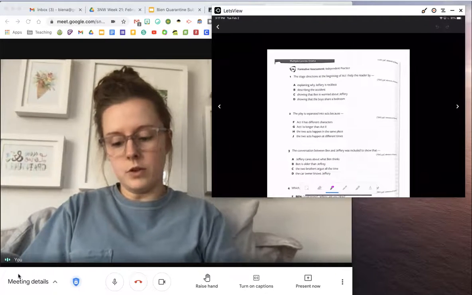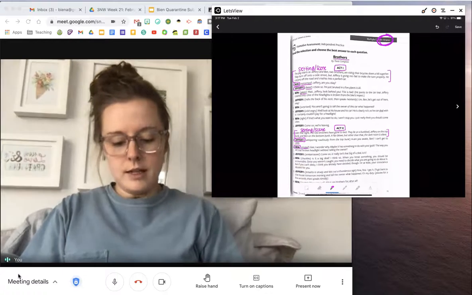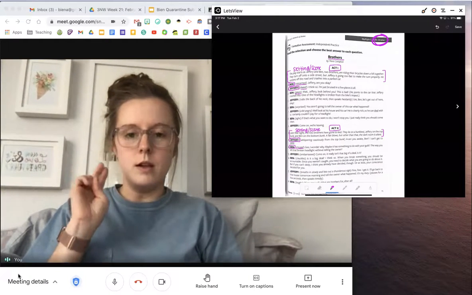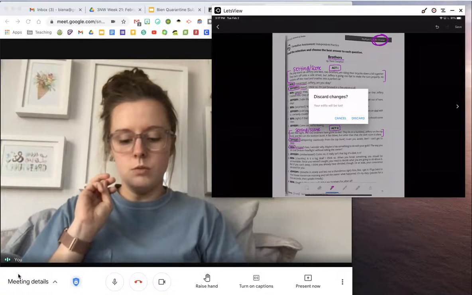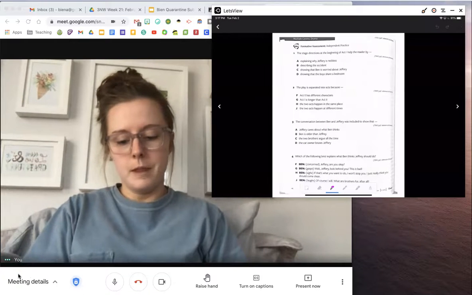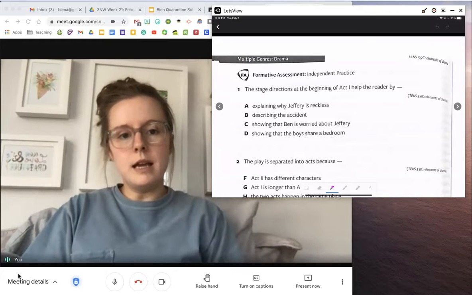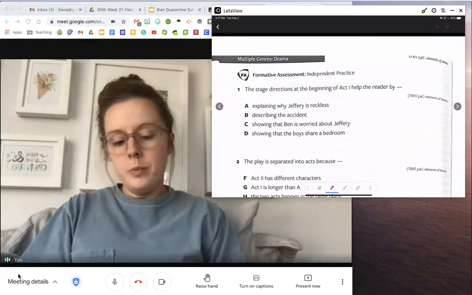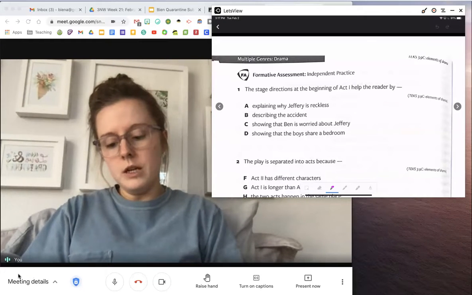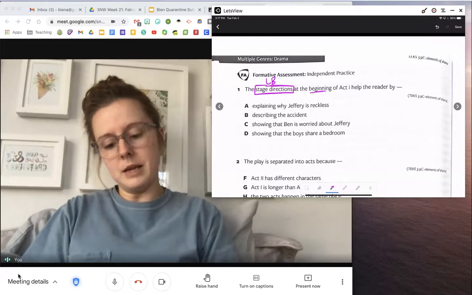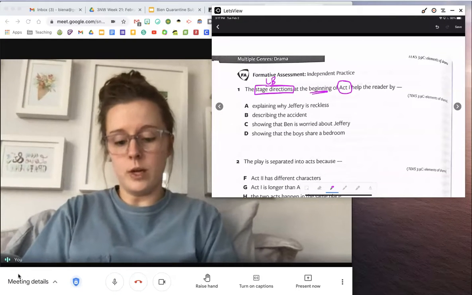Okay, so that was it for the story. So that's all the scanning that we had to do. So what do we do after we underline our title and we scan the text? We preview the questions. Oh, no, don't disregard changes. Alright, so question 1 says the stage directions at the beginning of Act 1 help the reader by, so we need to look back at the stage directions. And it says the beginning of Act 1, so that's telling us where specifically we need to look.